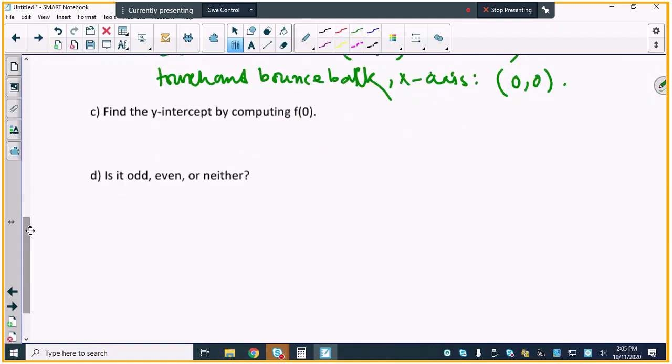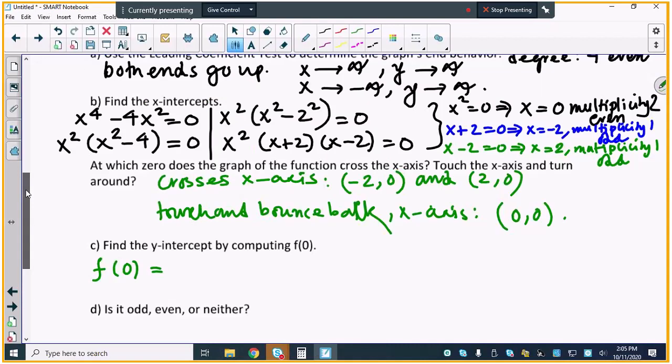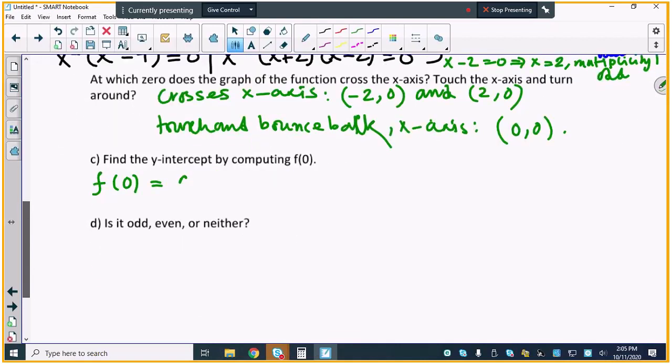Find the y-intercept by computing f of 0. So now we will say f of 0, and f of 0 is going to be, you just simply plug in 0 in your given function. So you get 0 to the power 4 minus 4 times 0 squared, which is 0. So the y-intercept as we write it is x equal to 0, comma y equal to whatever we found out, and we found it to be 0. So that is what we get.